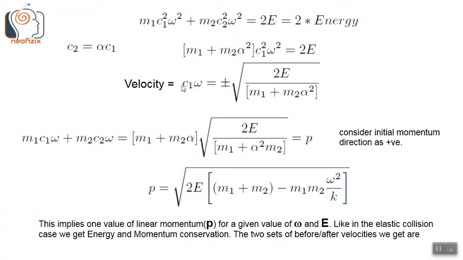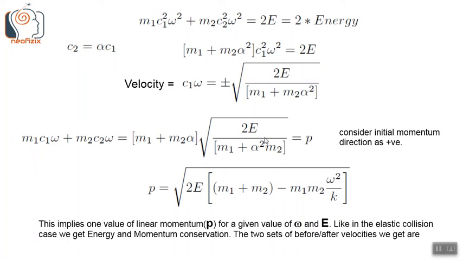Using this c1 omega and c2 equals alpha c1 in the momentum equation, we get m1 plus m2 alpha into square root of 2E by m1 plus alpha square m2 equals P. We can consider the initial momentum direction as the positive direction. It is easy to prove that momentum is conserved. If you want to know the full derivation steps, contact us for the detailed PDF file.